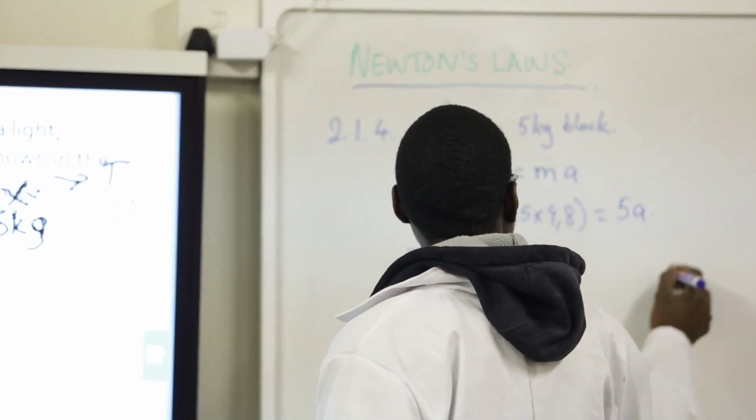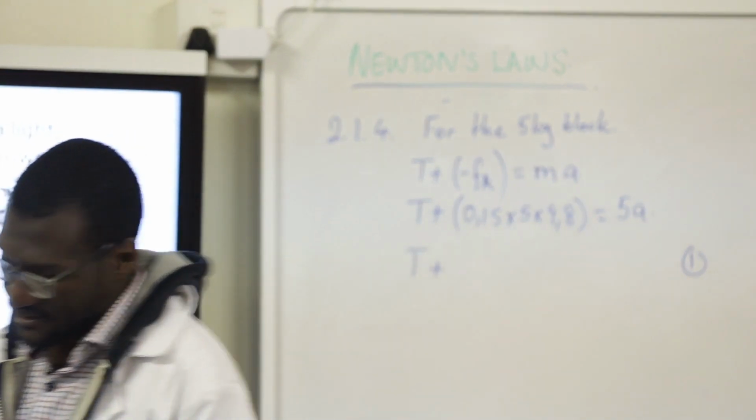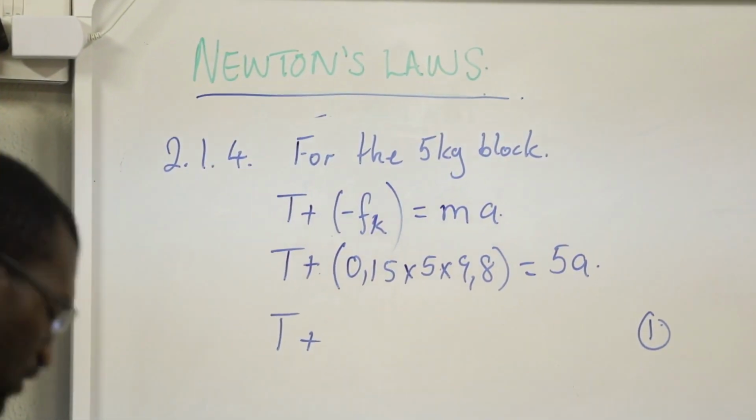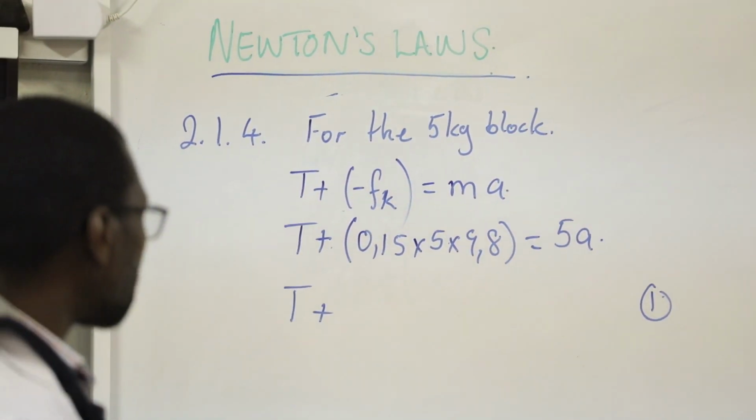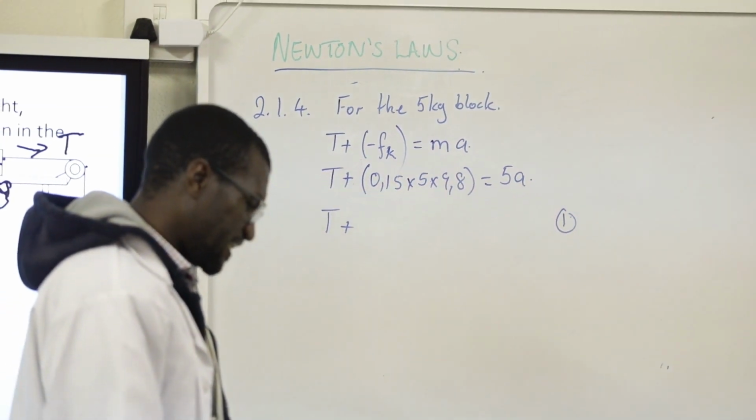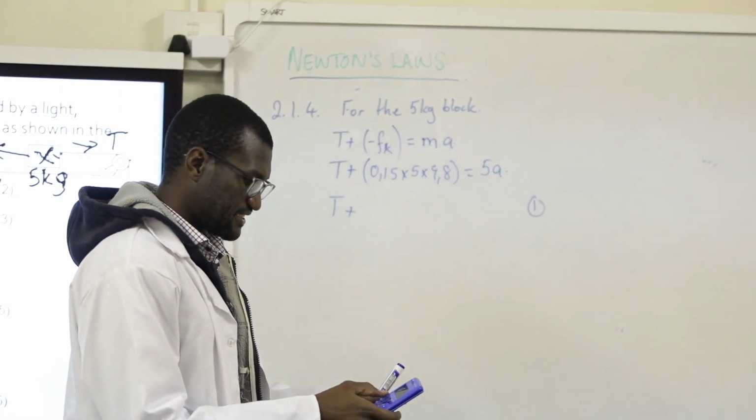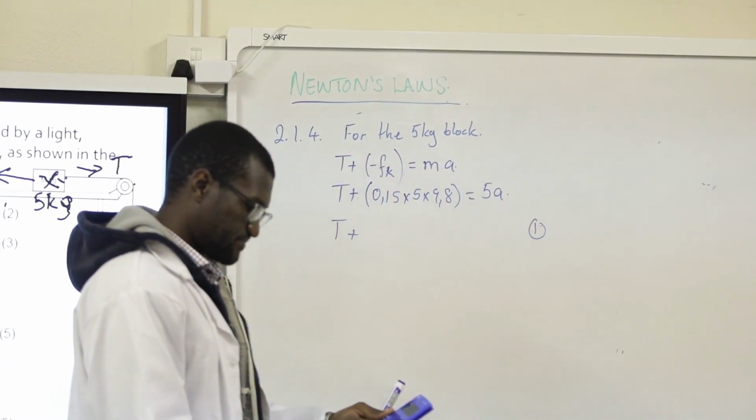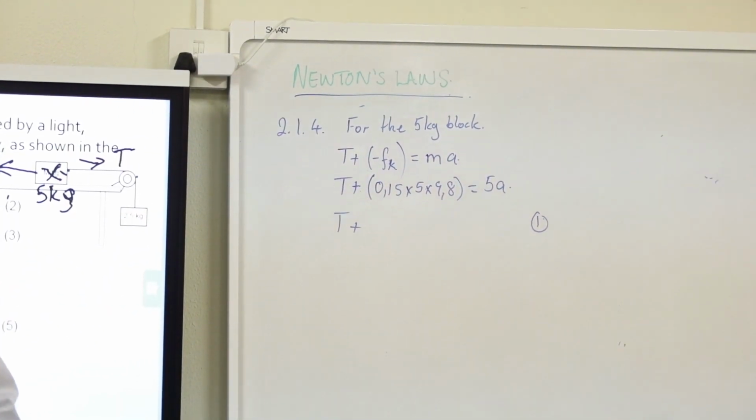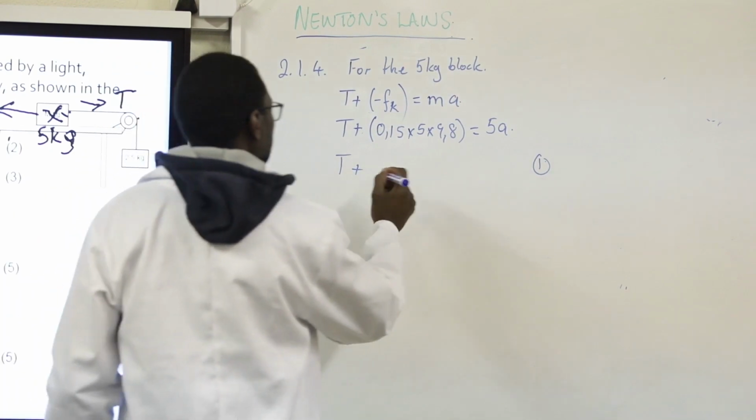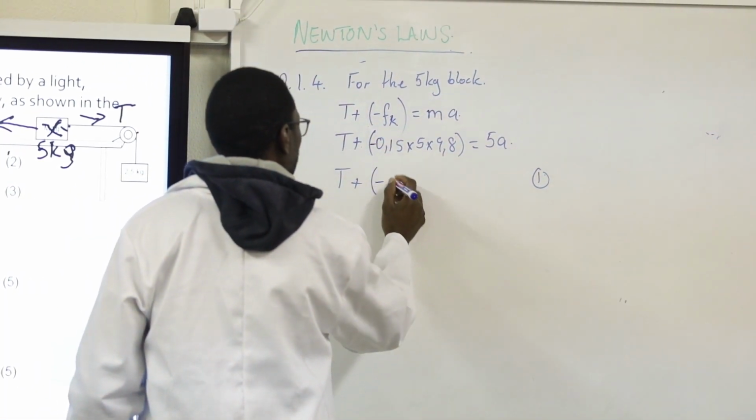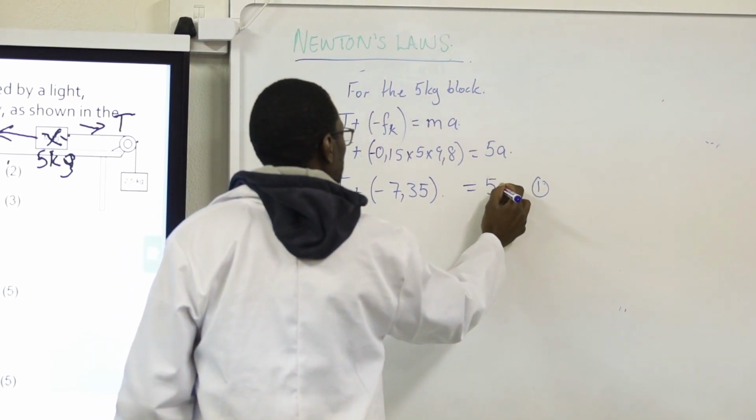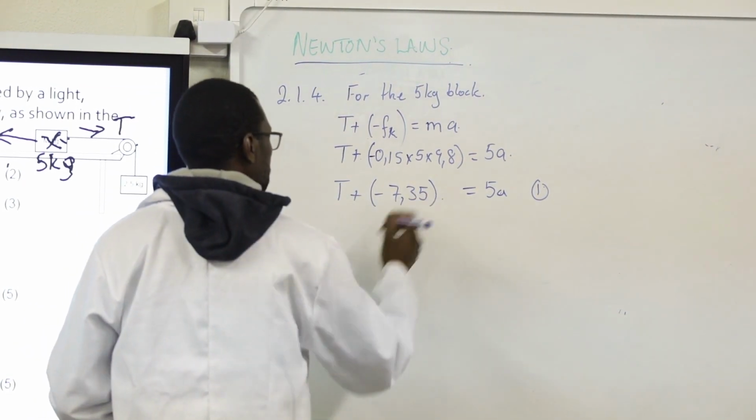Take out your calculator. Let's form the first equation here. So our first equation is going to be 0.15 multiplied by, do this with me, 9.8, don't lag behind, all right, is equal to 7.35, right, so T minus 7.35 is equal to 5a. All right, this is our simple first equation.